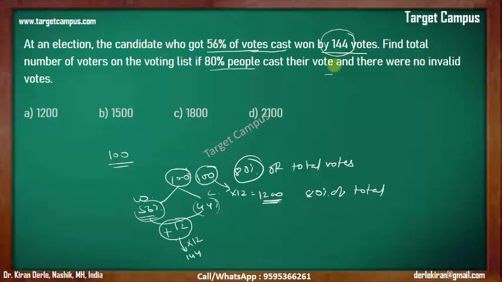What is asked? Find the total number of voters on the voting list. So this is 80%. What is 100% of this? If 80% is 1200, then 1200 into 100 upon 80, which is 1500. So 1500 is my answer. I hope you are getting this. Try to understand this. Only 80% of people cast their votes, so this 56% is of the total votes cast and not of the total votes on the voting list. I hope you are getting this point. Let's move.